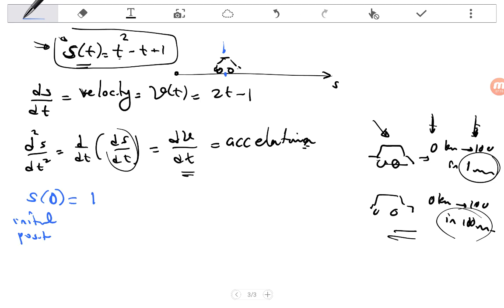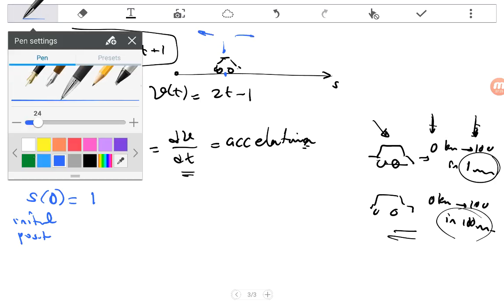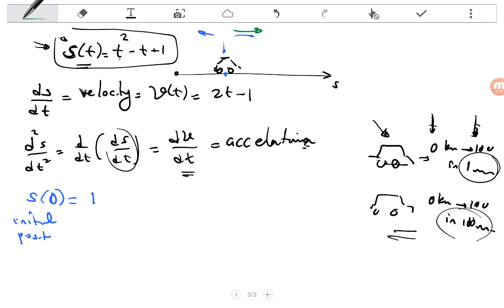Now I need to know in which direction this car will go, this direction or this direction. Remember that this is the direction in which s is increasing, and this is the direction in which s is decreasing. So how to know if the car will go in this direction or that direction? We will find the velocity. It is 2t minus 1.